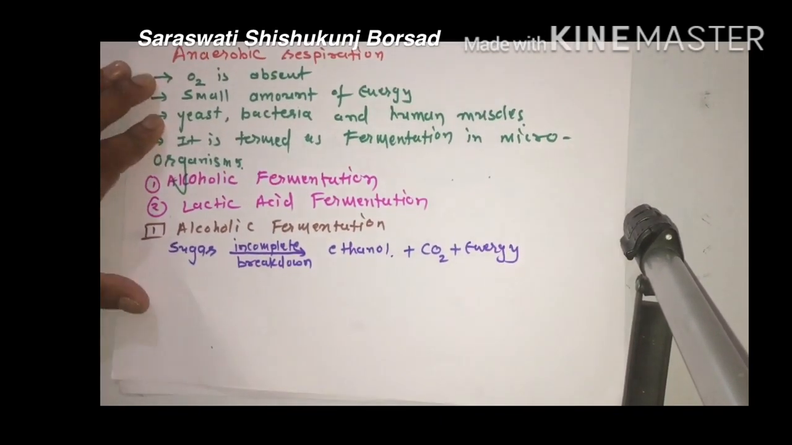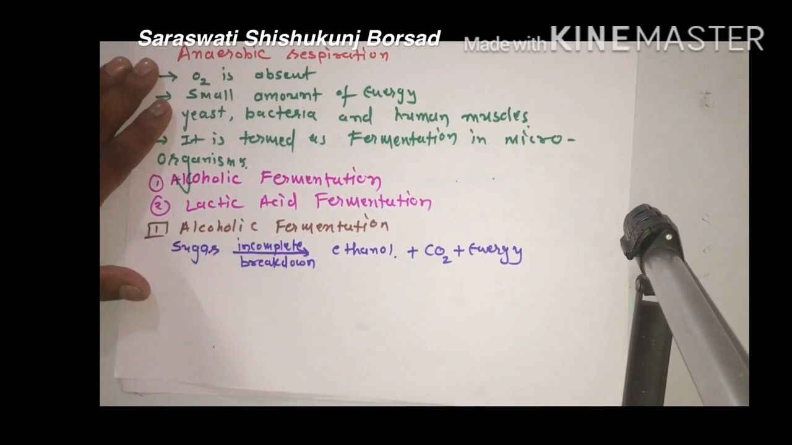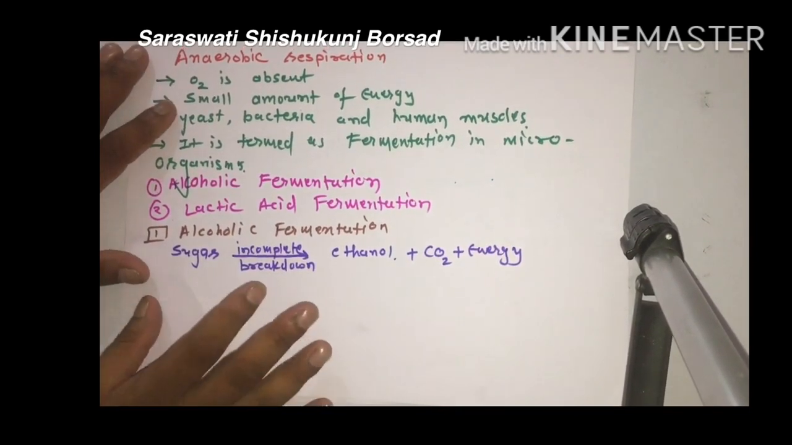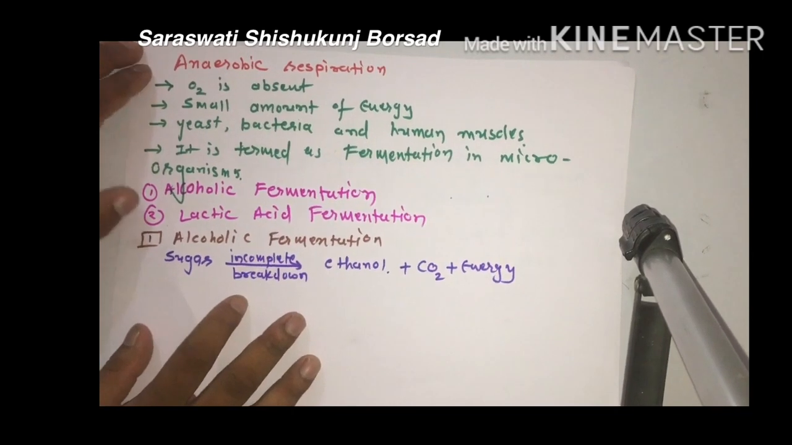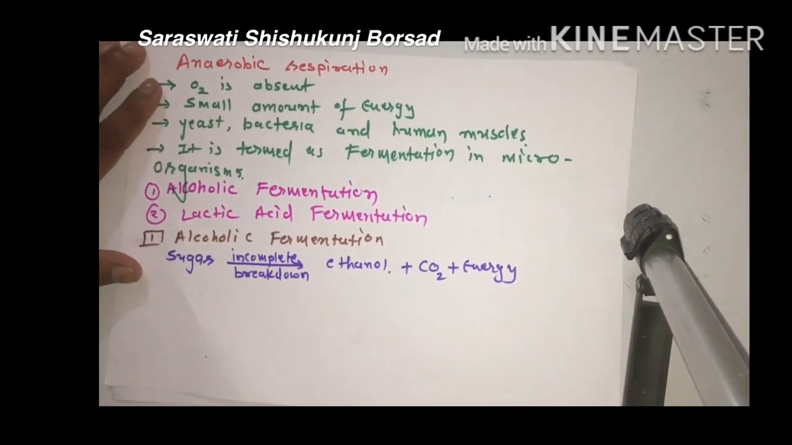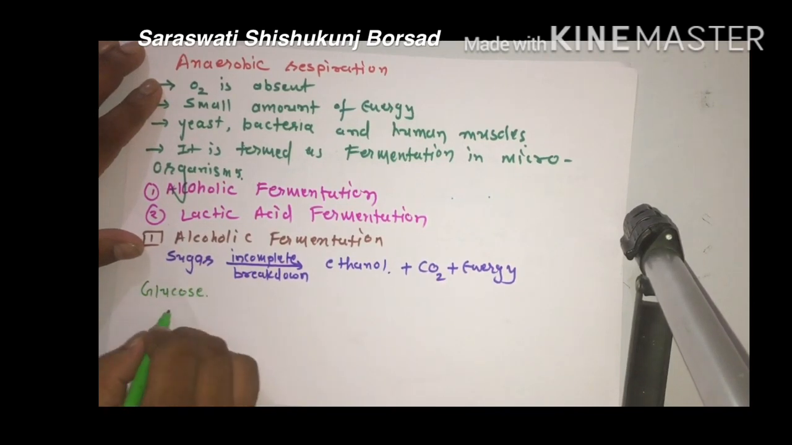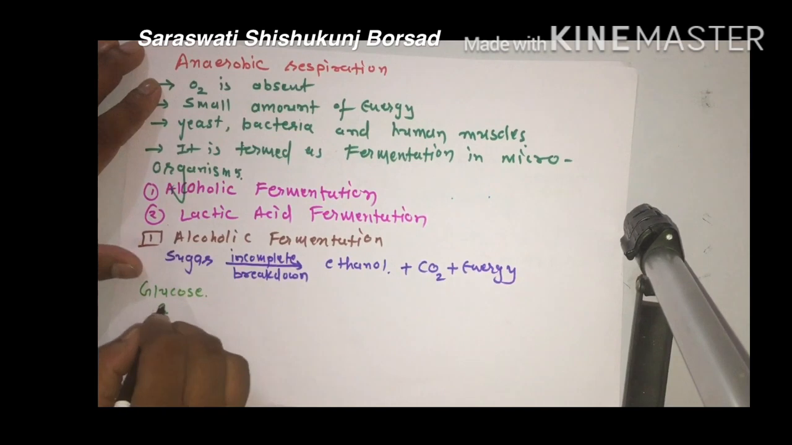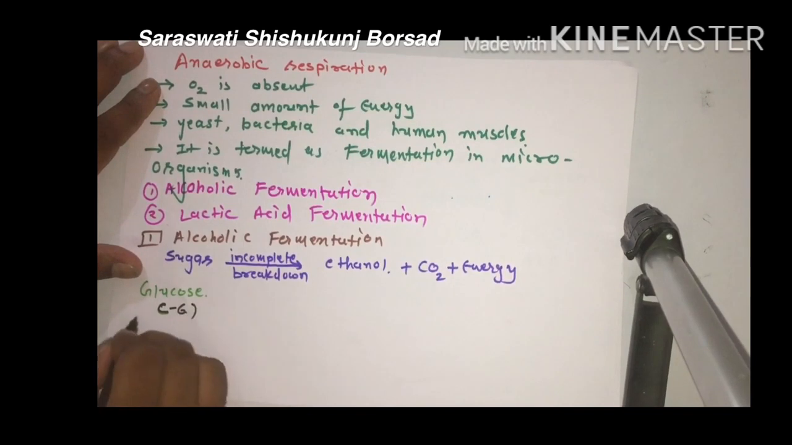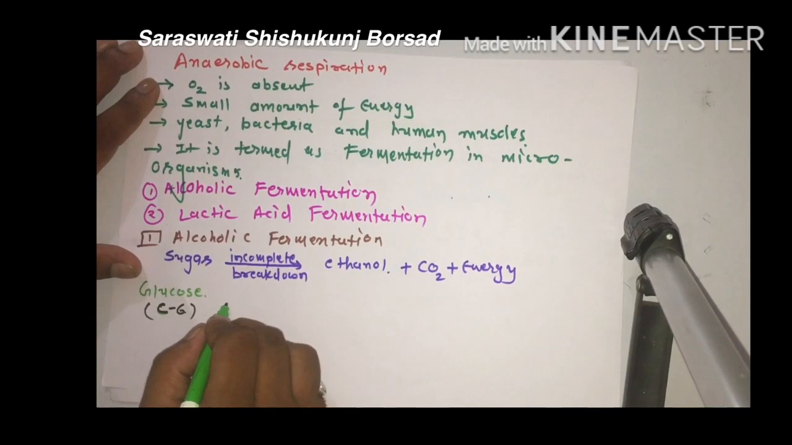Now let's try to understand it. What happens during alcohol fermentation? Again, this is done in the absence of oxygen, right? So first we will have glucose, which is C6, a 6 carbon containing molecule. This glucose molecule is also broken down in the cytoplasm.